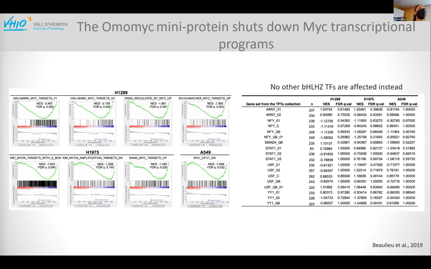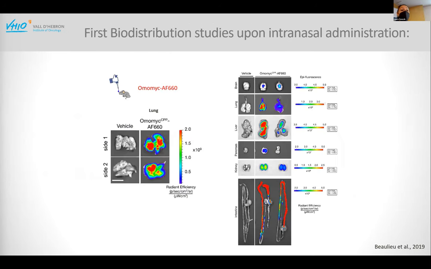So encouraged by these in vitro results, we wanted to see whether the mini protein could be used in vivo. Again, we were working with non-small cell lung cancer, so we thought that we could do topical administration. Also because we were told that proteins would be degraded very quickly in the bloodstream. Normally, peptides have a 20-minute half-life in the bloodstream. So to avoid the bloodstream, we decided to treat the animals intranasally, so with a drop of Omomyc.